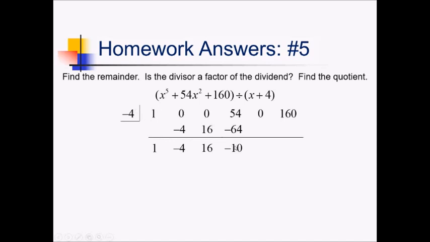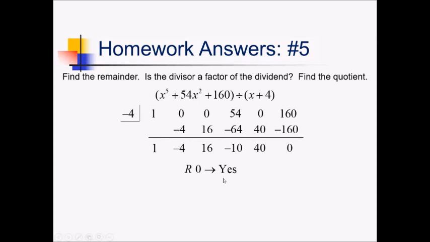Negative 4 times negative 10, that's 40. 0 plus 40 is still 40. And negative 4 times 40 is negative 160. 60 plus negative 160 is 0. So our remainder is 0, that last number. Since we have a remainder of 0, that means that x plus 4 is a factor of this polynomial. So that's a yes for the is it a factor.